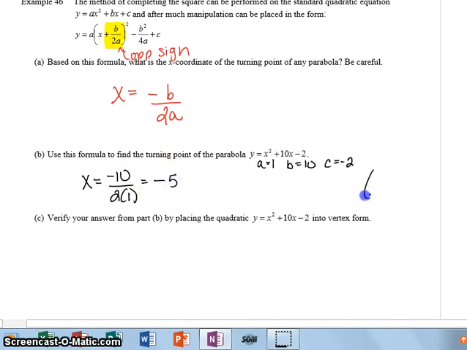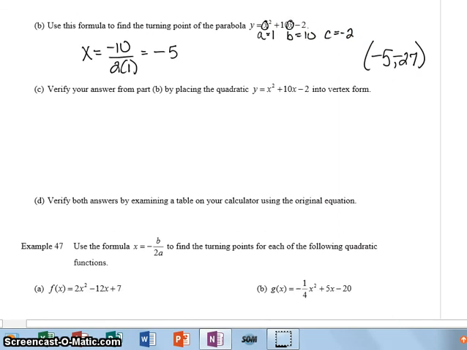Now remember, that's just the x-coordinate. To get the y-coordinate, you can just store this in your calculator. So store negative 5 as x, and then you're just plugging negative 5 right here. So it's negative 5 squared plus 10 times negative 5 minus 2. Let the calculator do the work. You're going to get negative 27.